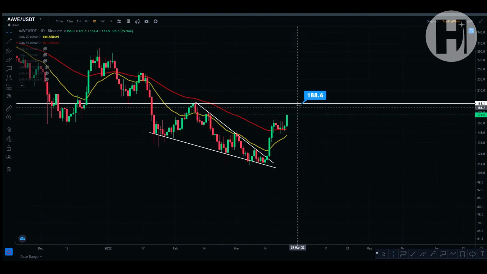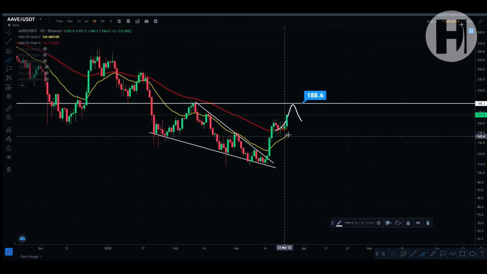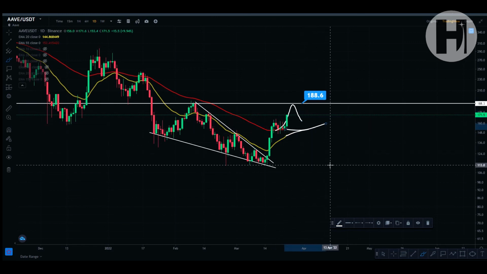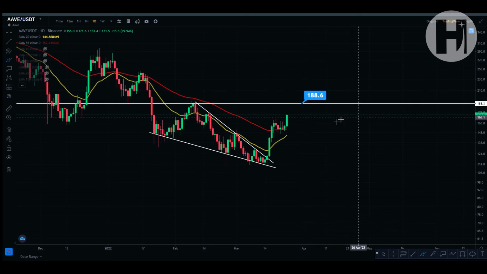But right now, we are targeting $188 because that's where the falling wedge was created. So this is going to be our target. From there, you can potentially look for some support on the 20 EMA or the 55 EMA on the daily chart. Bring those out on your chart.